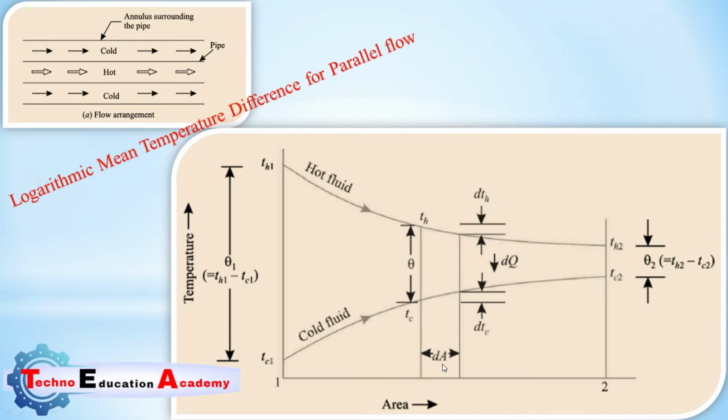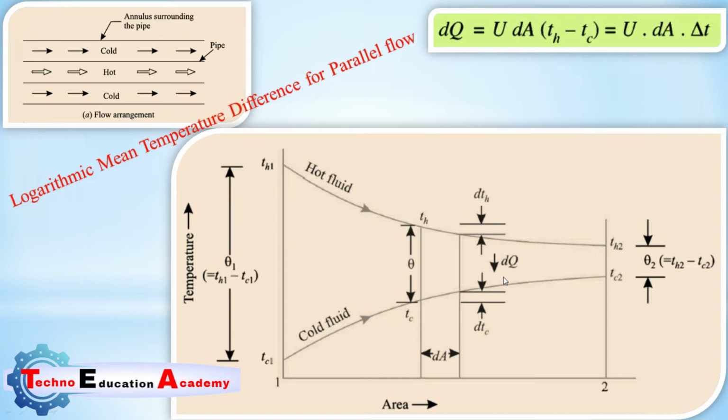At an intermediate portion, we consider one strip whose area is dA. The intermediate temperature for the hot fluid is TH and for the cold fluid is TC, and the temperature difference at the intermediate section is theta. Here the heat exchange takes place, and it is denoted by dQ.